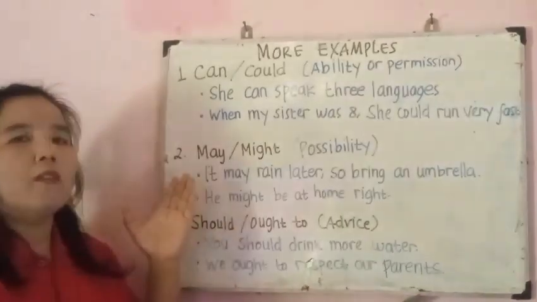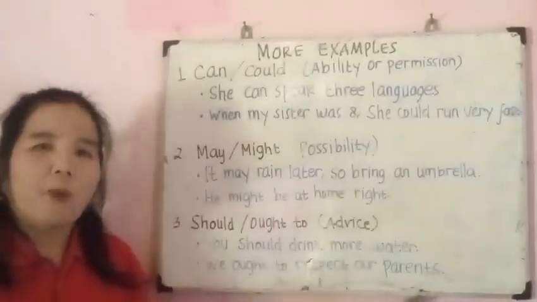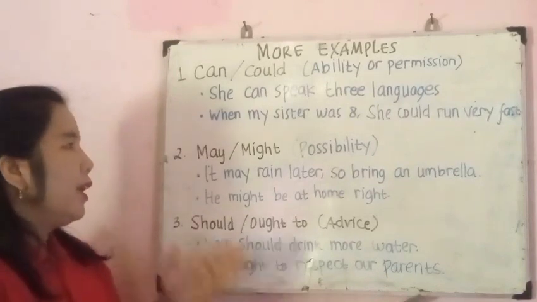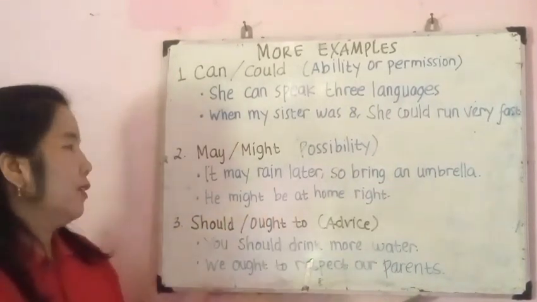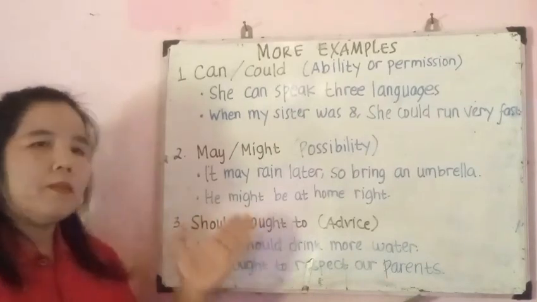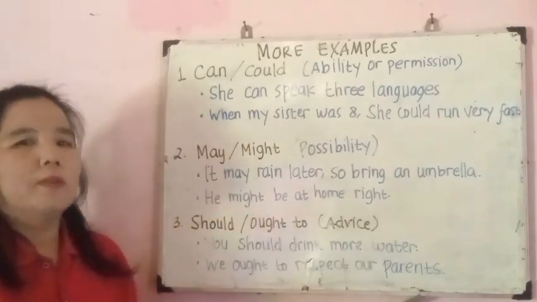Next, we use may or might to talk about possibility. For example, it may rain later, so bring an umbrella. Next, he might be at home right now.